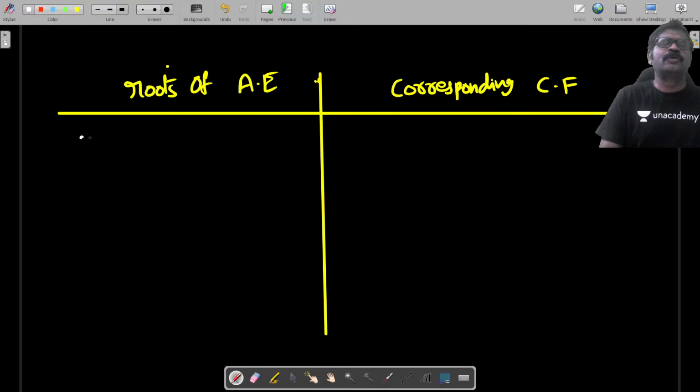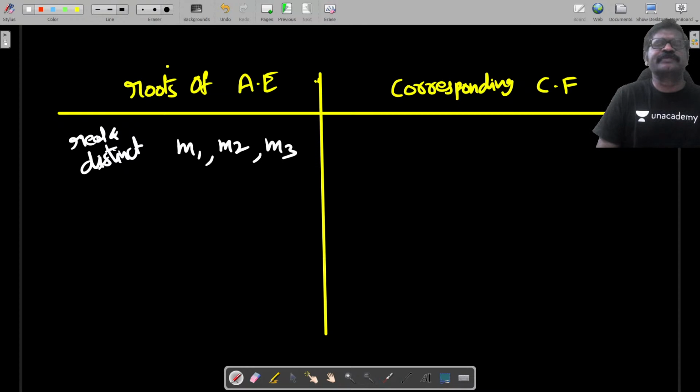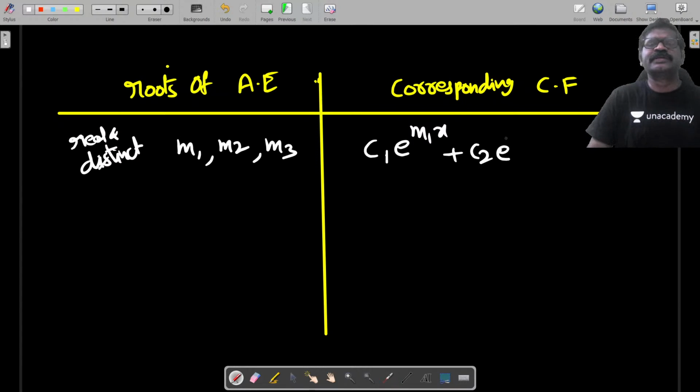Suppose roots are real and distinct, m1, m2, m3. If roots are m1, m2, m3, then the complementary function is c1 e power m1x plus c2 e power m2x plus c3 e power m3x.